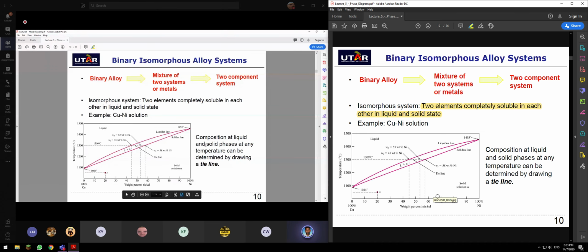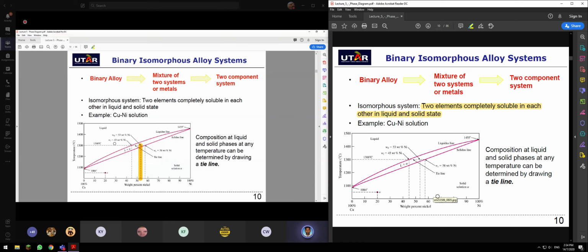Now, the composition at liquid and solid phase at any temperature can be determined by drawing a tie line. For example, there's a question. It says the system consists of 53 weight percentage of nickel. So this is 10, 20, 30, 40, 50, 51, 52, 53. So 53 weight percentage of nickel is here at the temperature of 1300 degrees Celsius. The question says you have a solution at 1300 degrees Celsius, having a composition of 53 weight percentage of nickel.